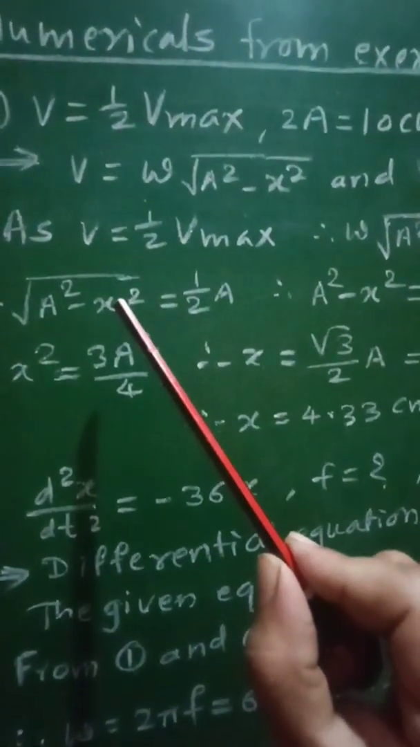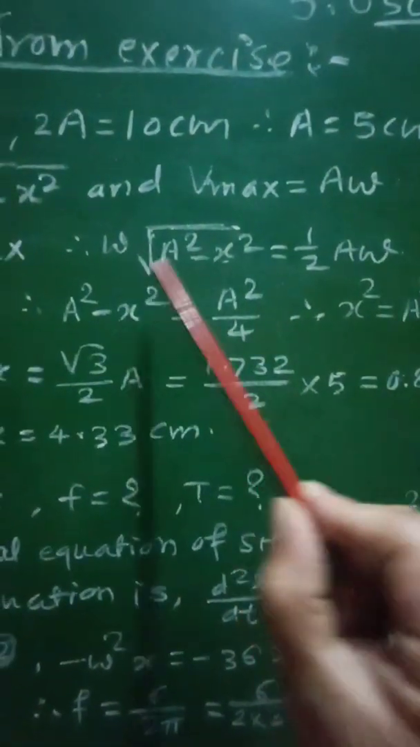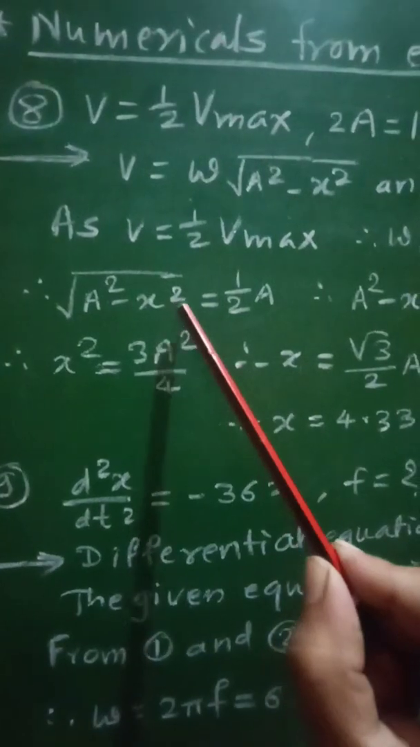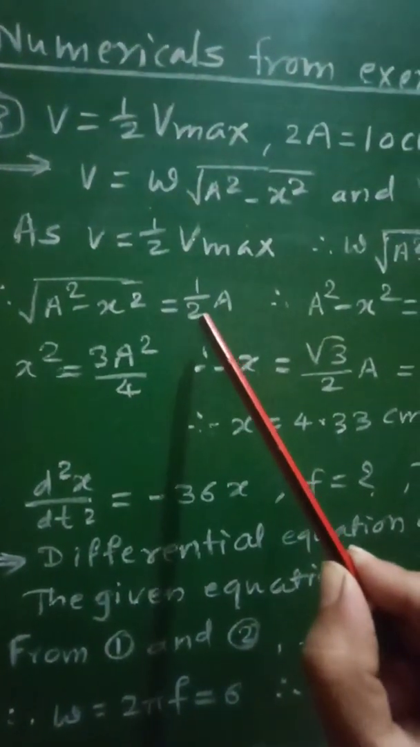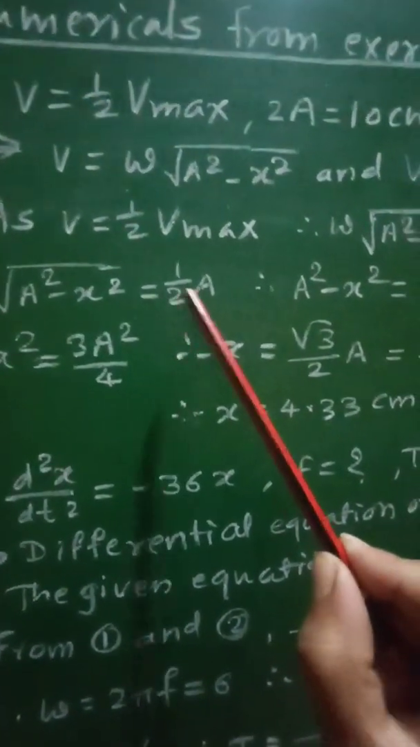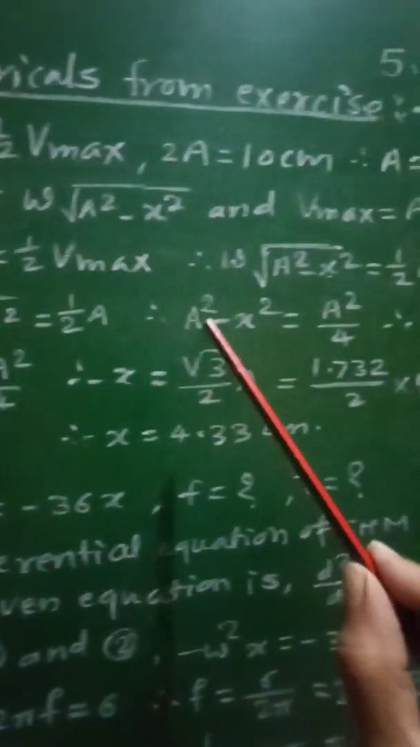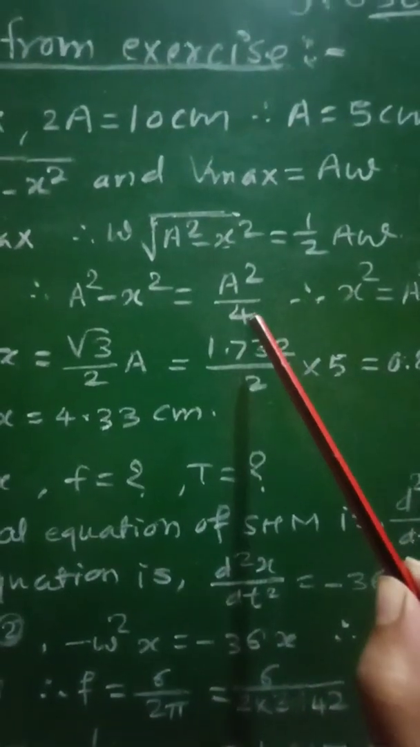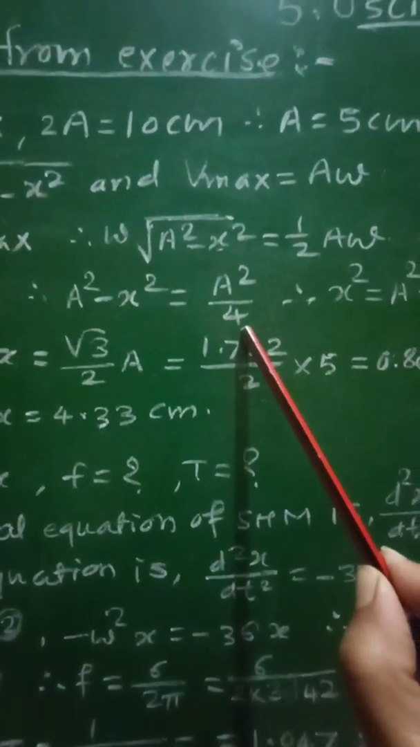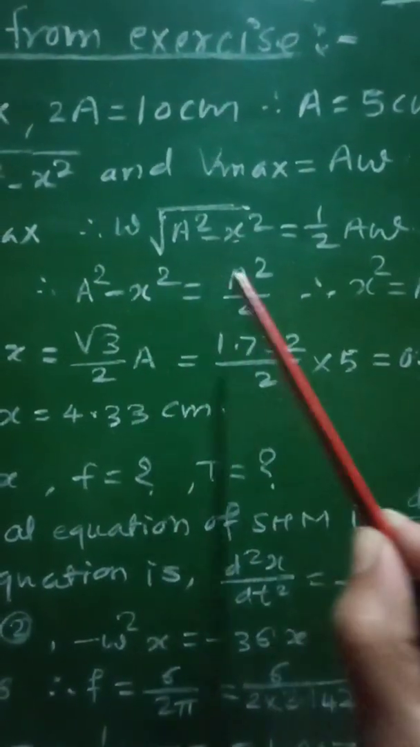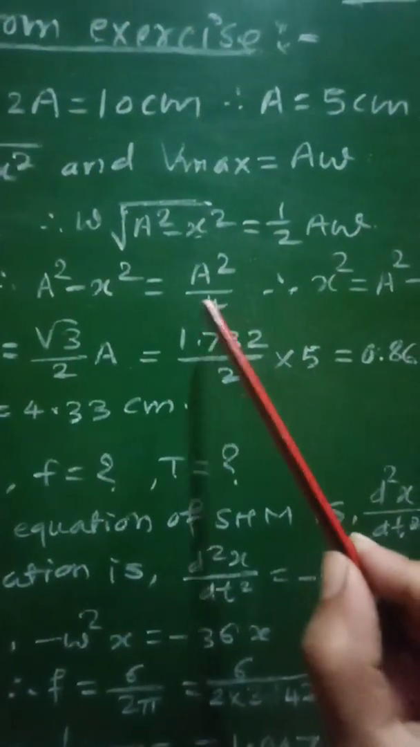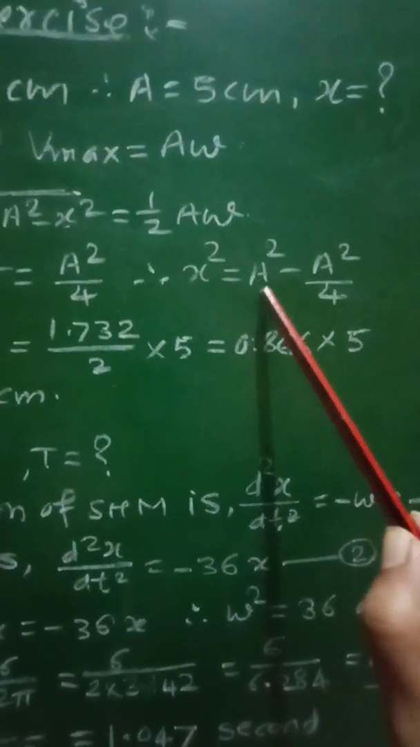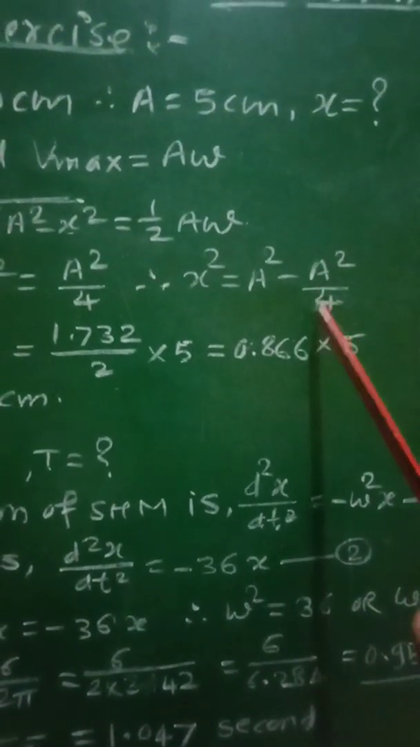Therefore, cancelling omega on both sides, we will get square root of a square minus x square equal to half a. Then squaring on both sides, we will get a square minus x square equal to a square by 4. From this we can write x square equal to a square minus a square by 4.